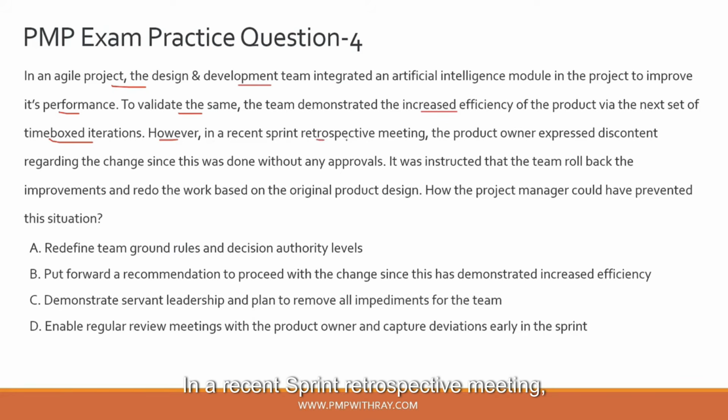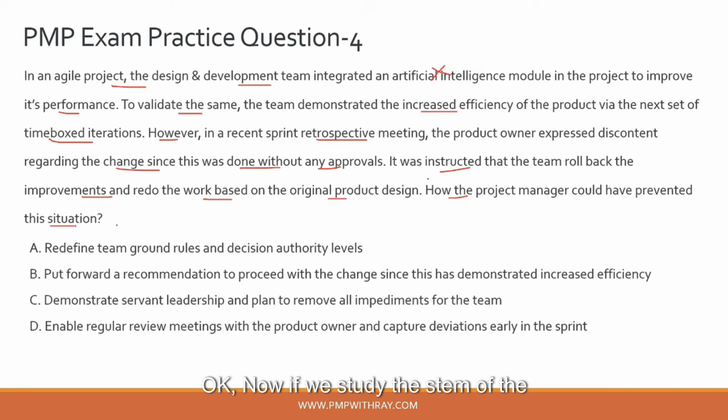In a recent sprint retrospective meeting, the product owner expressed discontent regarding the change since this was done without any approvals. Now, alarm bells should start ringing in your mind, right? Okay, a change done without proper approvals. It was instructed that the team roll back the improvements and redo the work based on the original product design, which most probably didn't take into consideration this artificial intelligence module. How could the project manager have prevented this situation?